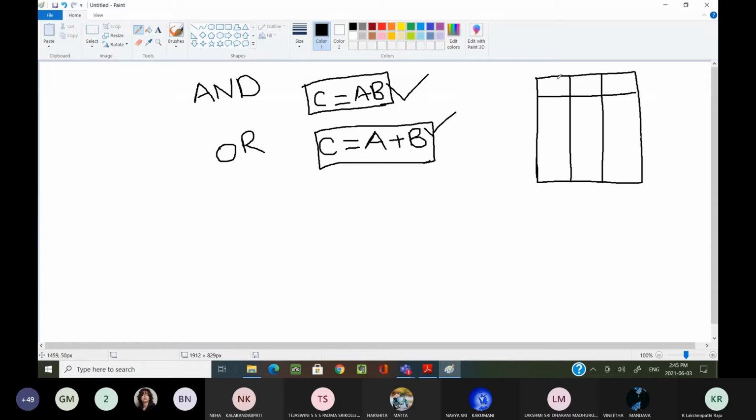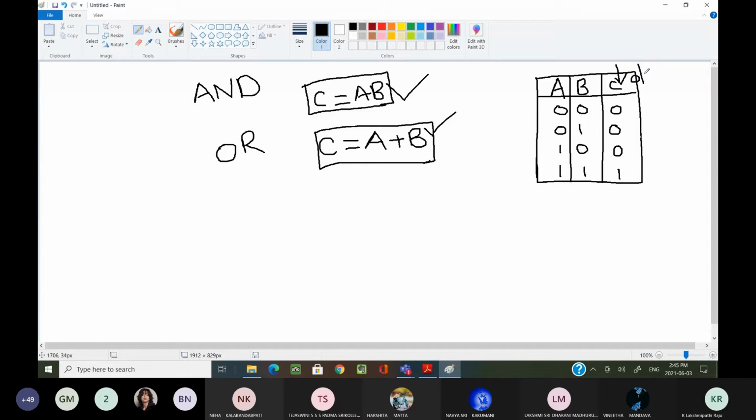Now here I am writing the two input AND gate logical expression. A and B are my two inputs, so C is my output. Now 0 0 is my first input combination, 0 1 is my second, 1 0 is my third, and 1 1 is my fourth input combination. The output is high only in the last case; in all the remaining input combinations the output is 0. This is my output, C.